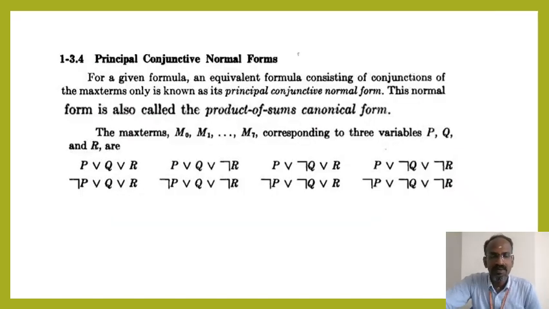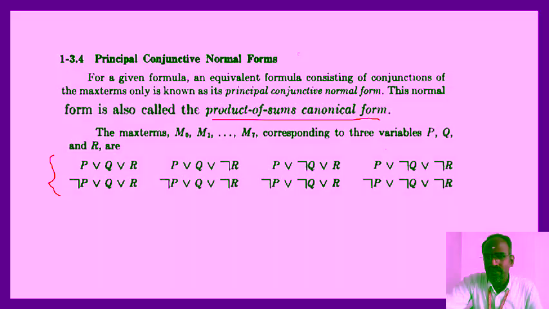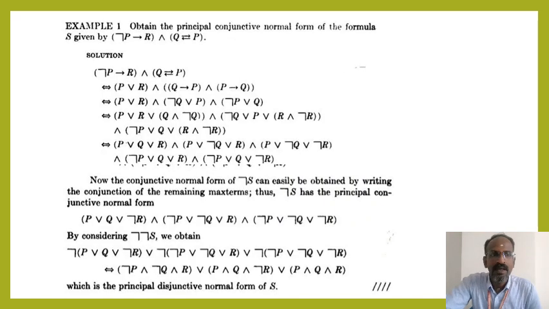Now we discuss the principal conjunctive normal form. Principal conjunctive normal form is nothing but a product of sums of canonical forms, or it is called a product of max terms. The possible max terms of the three variables P, Q, R are listed here. Then we are going to discuss the first example.